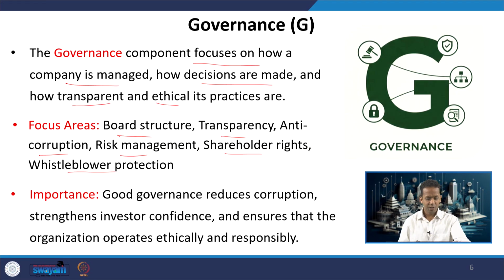Importance: good governance will reduce corruption, ensure that the company is running smoothly, everyone is working promptly. It will strengthen investors' confidence, so that someone from outside the company who wishes to invest money in that company, if they know that the governance in that particular company is good, there is hardly any corruption, then they will have high confidence to invest more and more again, and it ensures that the organization operates ethically and responsibly. So, that is the G part of ESG, it is governance.